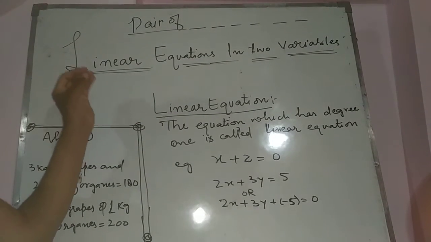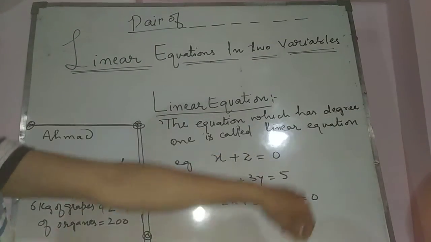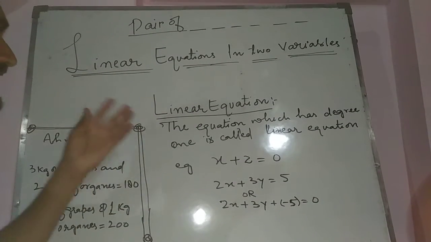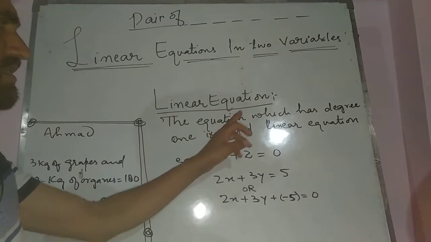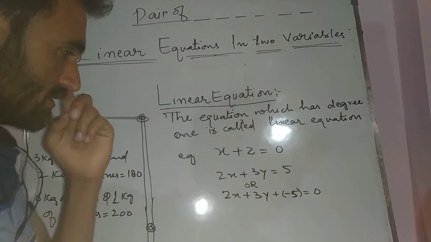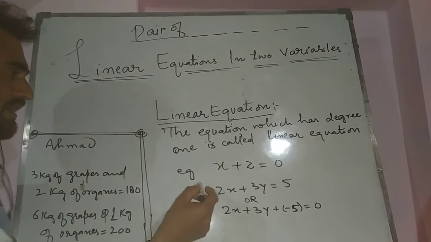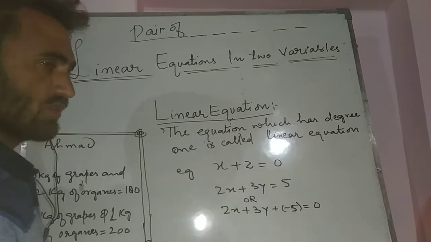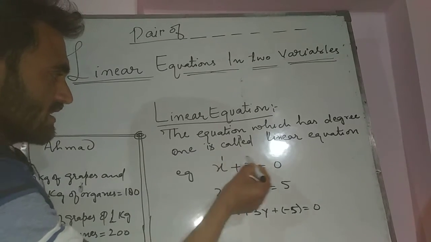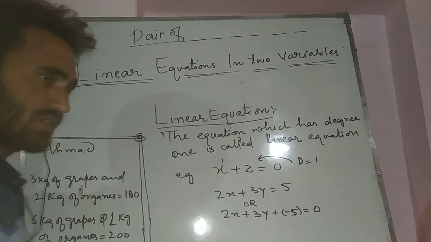First of all, let's know what is the pair of linear equations in two variables. By linear equation, what do you mean first? By linear equation, you mean the equation which has degree 1 is called linear equation. What do we mean by degree 1? I've just given an example here. It is x plus 2 is equal to 0. Here the degree is 1. So you can say its degree is 1. If the degree is 1, then it is a linear equation.